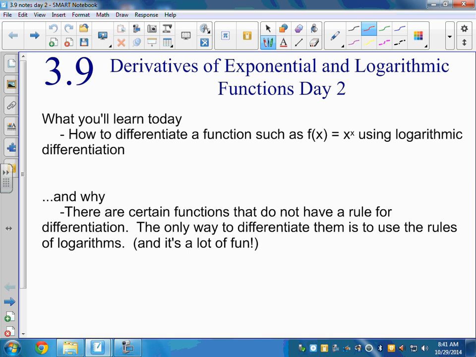So we're going to learn how to differentiate something like x to the x. Think about that right now. We don't have a rule for x to the x. You're not allowed to just pull the x out front and subtract 1, because you can only do that if that's a number. That's not an e to the x or an a to the x, so that does not fit any of the rules I've given you. So we're going to use what we know about logarithms and ln to figure out how we can take the derivative of that.